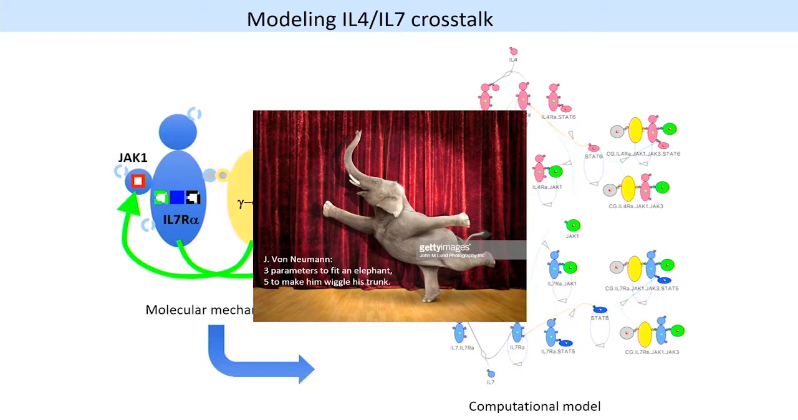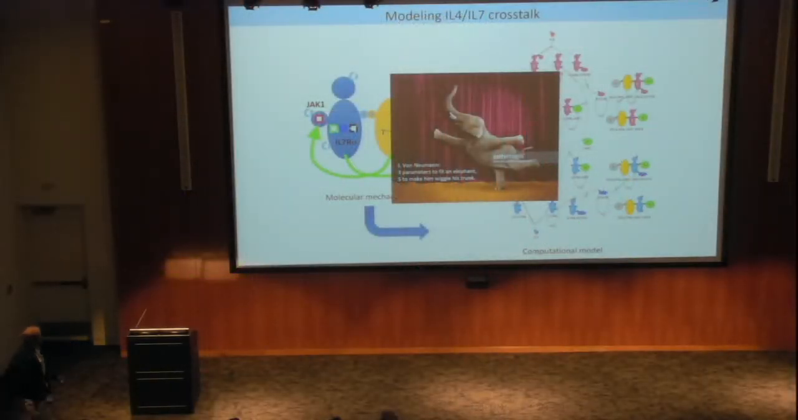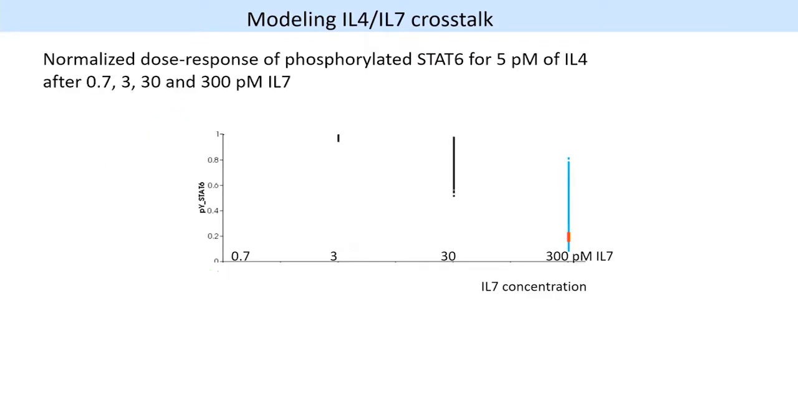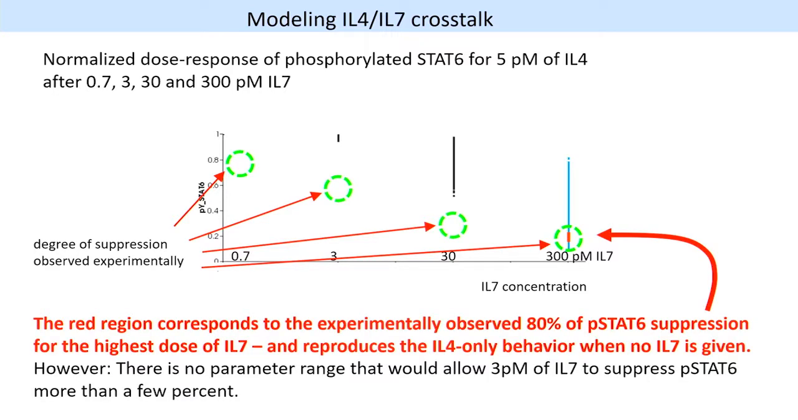Now, 40 parameters, if you have ever talked to a mathematical modeler, they will tell you with 40 parameters, you can fit anything, yeah? The famous John von Neumann quote, give me 3 parameters and I fit an elephant, give me 5 and I make it wiggle its trunk, whatever. Well, that's what we did. We varied all the parameters, and these were the levels of suppression we could see. Yeah? You see, if we add a lot of IL-7, the phospho-STAT6 response goes down, and the suppression gets weaker if we add less IL-7. However, these were the experimental data. So even though these simulations reproduced the experimental findings for IL-4 alone, they completely failed for the IL-7 dose dependence.